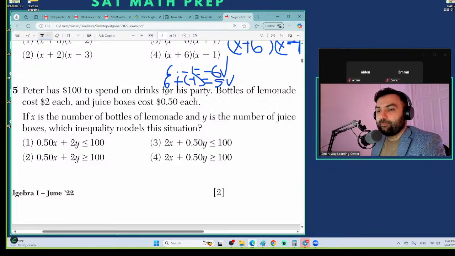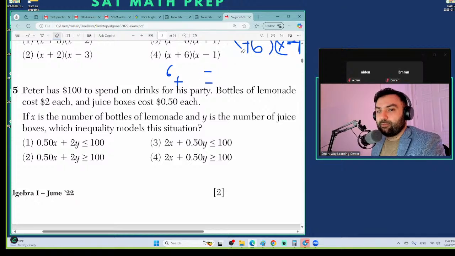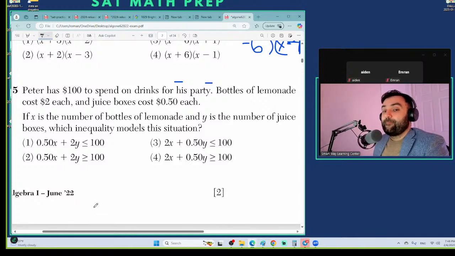Peter has $100 to spend on drinks for his party. Bottles of lemonade cost $2 each, and the juice box costs 50 cents each. If x is the number of bottles of lemonade and y is the number of juice boxes, which inequality models this situation? First of all, we have to make sure that x and y are in the right spot. So lemonade is $2 and x is lemonade, so 2 has to be with the x. So it means that 1 and 2 are wrong.